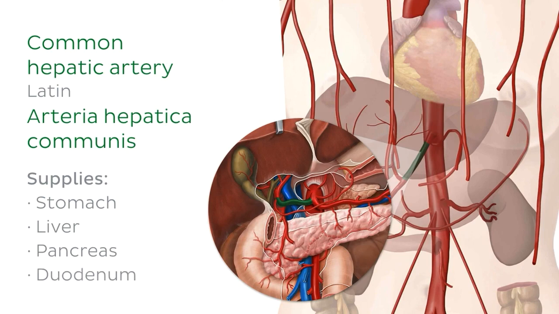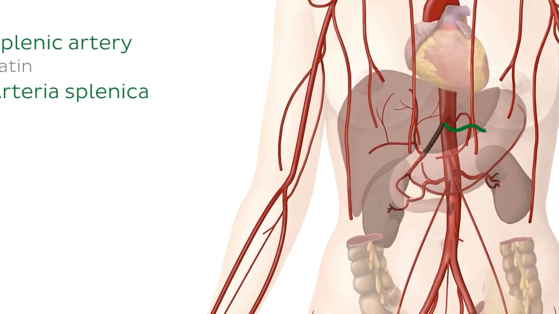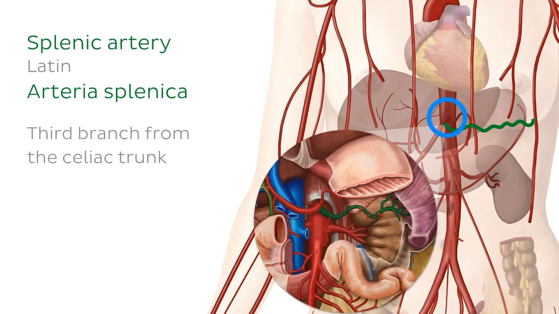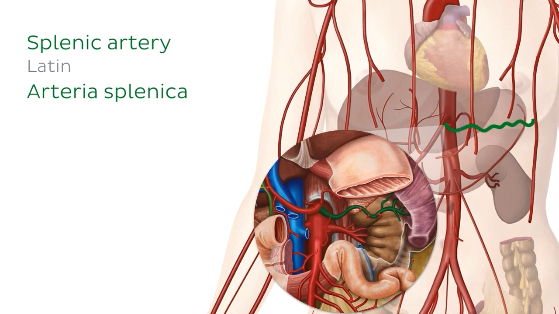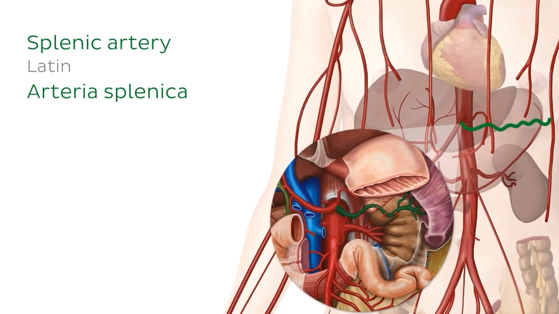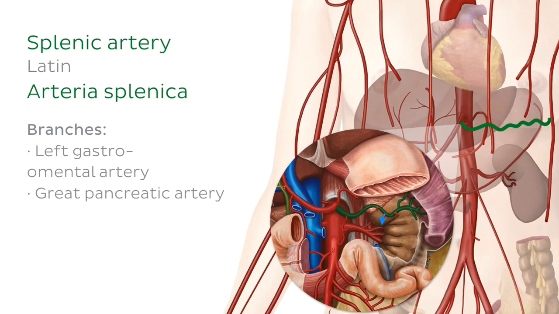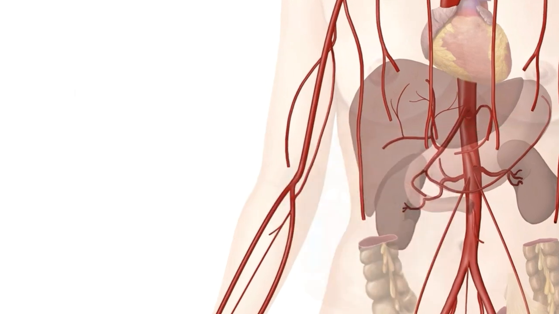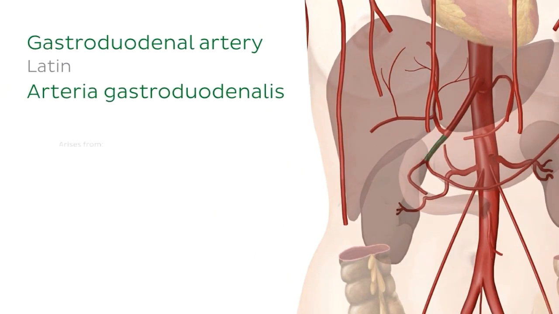Via these branches, the common hepatic artery supplies several organs, including the stomach, the liver, the pancreas, and the duodenum. Let's move on now to talk about the splenic artery, indicated here in green. The splenic artery is the third branch from the celiac trunk and is also its terminal branch. Taking a look at this image down here, we can see more clearly that it supplies the spleen, as its name suggests. The splenic artery also gives rise to several branches that supply other abdominal organs, including the left gastromental artery, the great pancreatic artery, the dorsal pancreatic artery, and other pancreatic branches, as well as the posterior gastric artery.